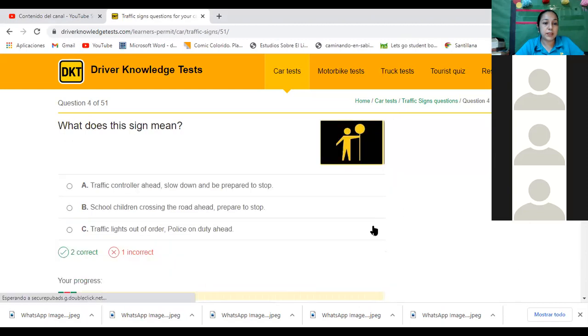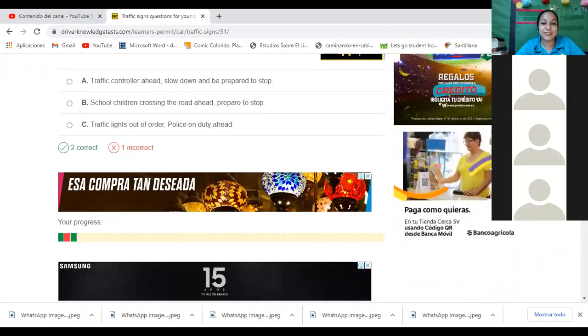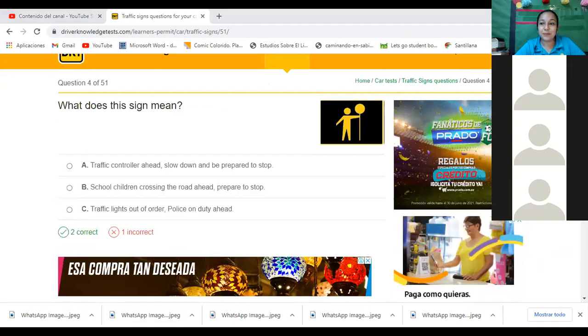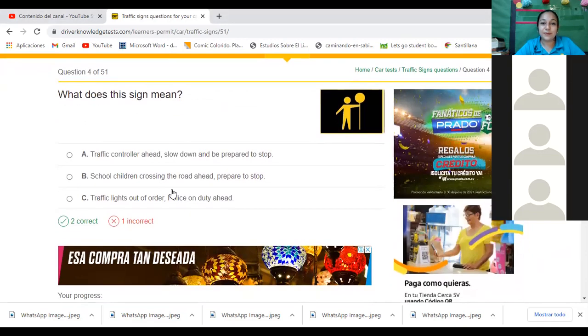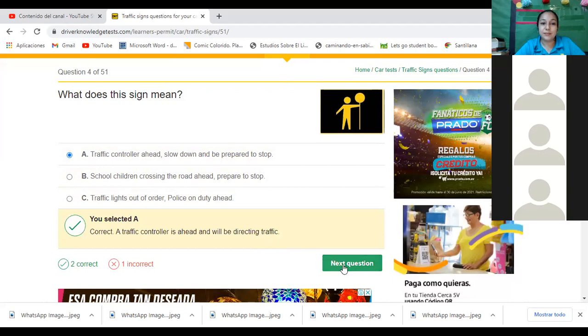So let's see, next one. What does this sign mean? Okay, traffic controller ahead, school children crossing the road, or traffic lights out of order? Okay, what is the meaning of this one? I think that is A. A, okay, so let's check. Yeah, this one is correct. Okay, A, traffic control ahead.